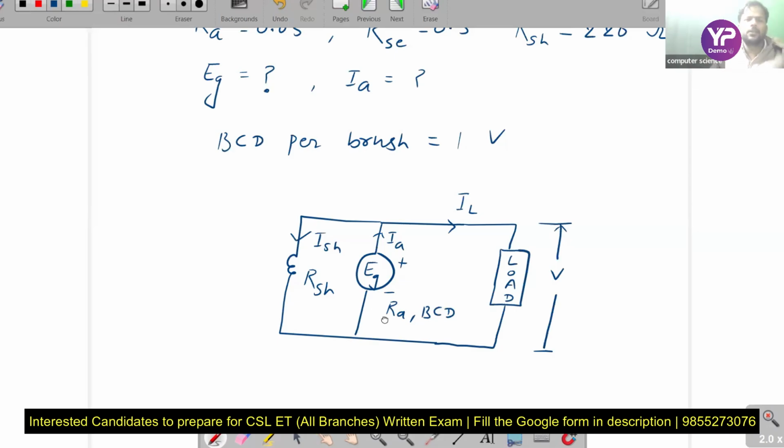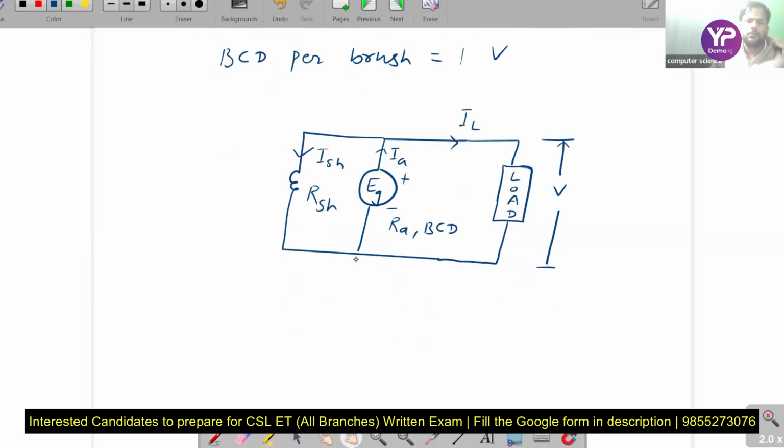This is the electric circuit of the short shunt compound generator. Here we draw the short shunt compound generator, and in a short shunt compound generator, the series field is connected in series with the load. This is the short shunt compound generator.